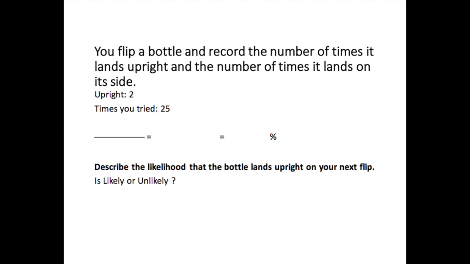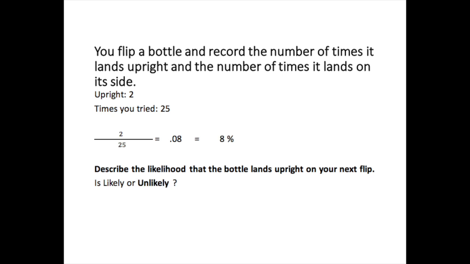So now that we have our fraction, we can divide 2 by 25 and get 0.08. That means that 8% of the time it's likely that you're going to land the bottle upright. But that also means that 92% of the time you're likely for the bottle to land on its side. So it is unlikely that the bottle lands upright most of the time.